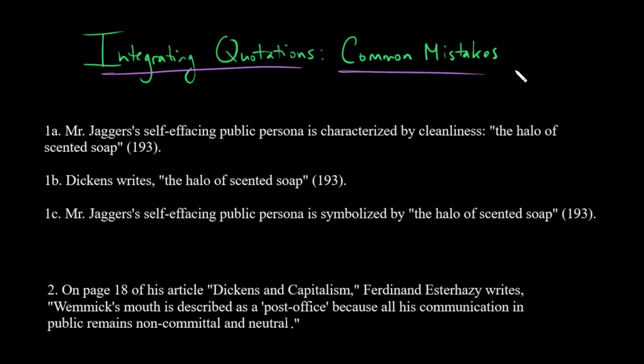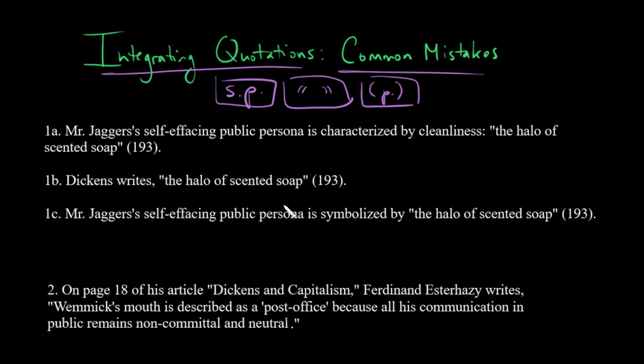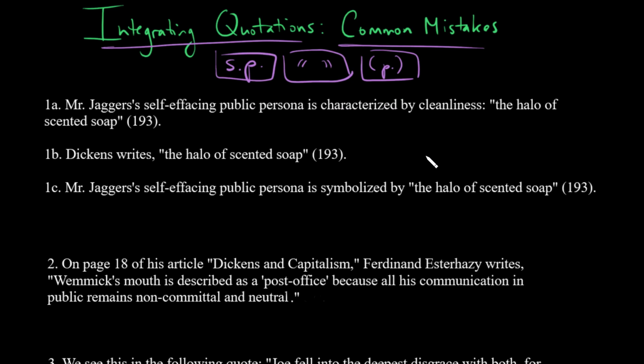So I am going to assume as we go through this that you know some of the basics of quoting, and especially the idea that there are really three parts to a properly integrated quote. And these are the signal phrase, which is your words introducing the quote itself, the quotation, and then lastly, some kind of citation, and that is often a page number. So assuming that we know some of these basics of quoting, let's go on to our first example here.